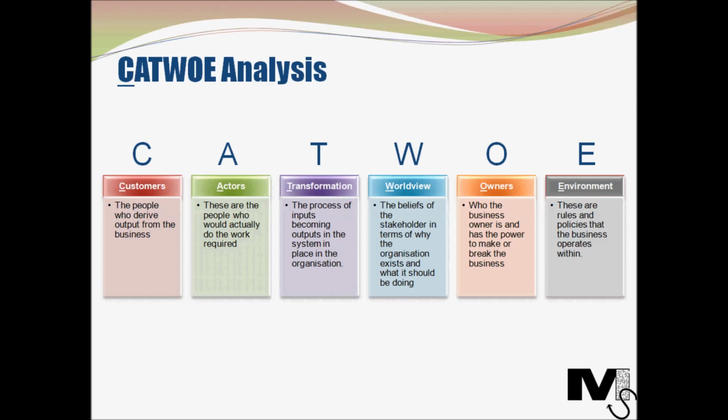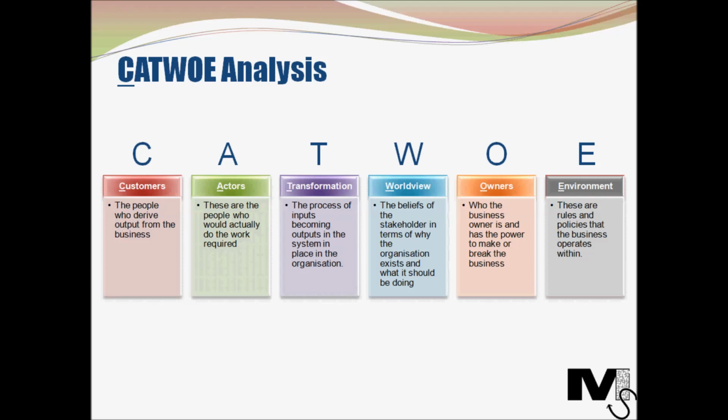W stands for worldview, extremely important. These are the beliefs of the stakeholders in terms of why the organization exists and what it should be doing. In other words, this would also be the stakeholders' view of the world in which the business operates and the purpose of the business in that world. This is the most important element of the analysis, and it's not unusual for analysts to run a CATWOE analysis by starting with this element.